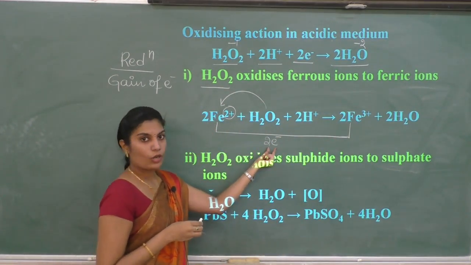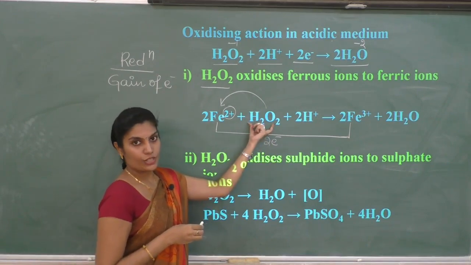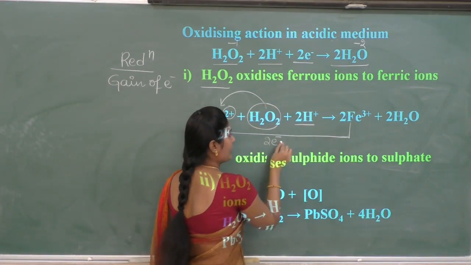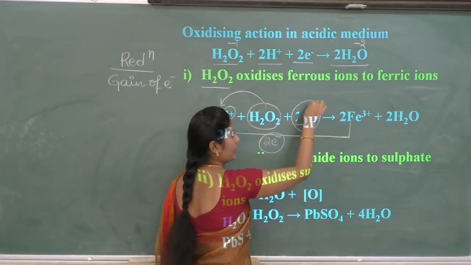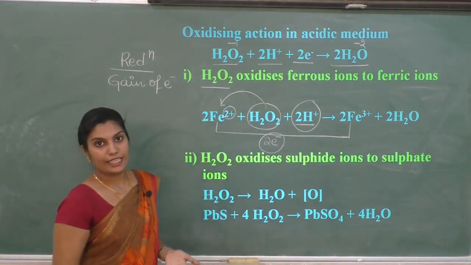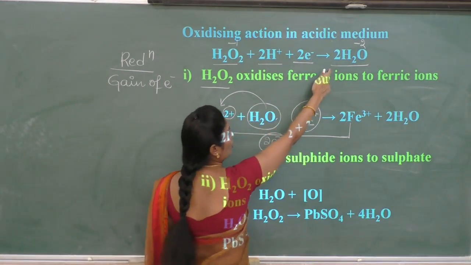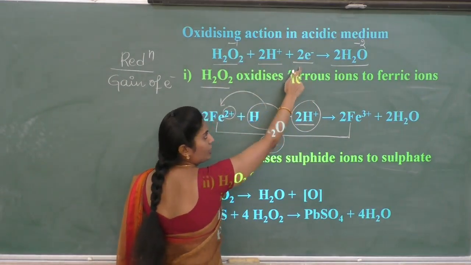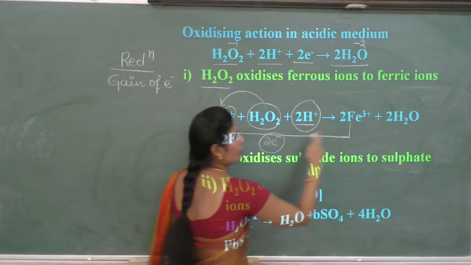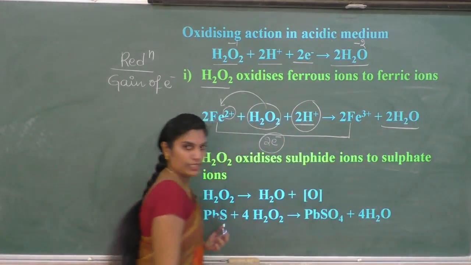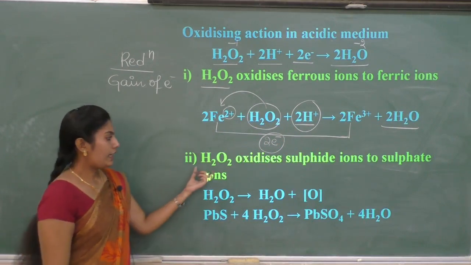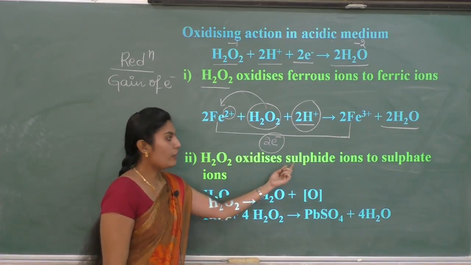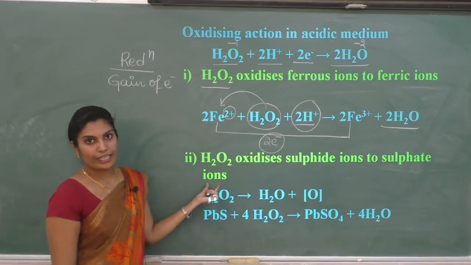These 2 electrons are taken up by the H2O2 in the acidic medium. H2O2 will take up the 2 electrons in the acidic medium. When hydrogen peroxide in the acidic medium undergoes reduction by the gain of electrons, it is going to reduce to water. Clear?